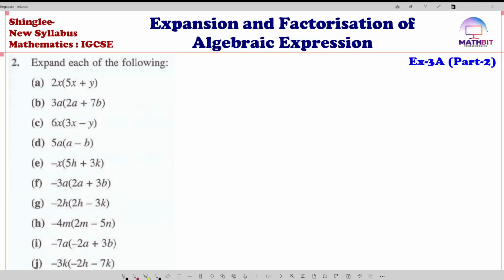Expansion and factorization of algebraic expression. We are starting part 2 and question number 2, where we expand each of the following. Let's start.